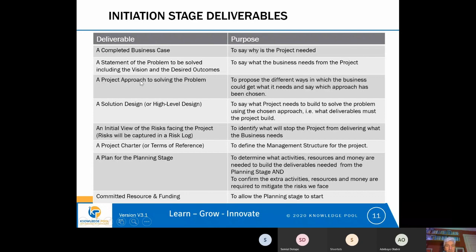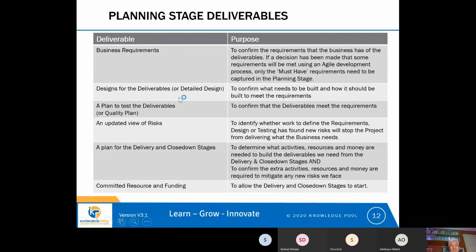So these are our planning stage deliverables. So during the planning stage, we need to delve down into the problem some more. So we go down to a lower level of detail than we did during initiation to understand the problem. And the way we do that is to look at what the business requirements are. What is it that the business needs in detail from the project?